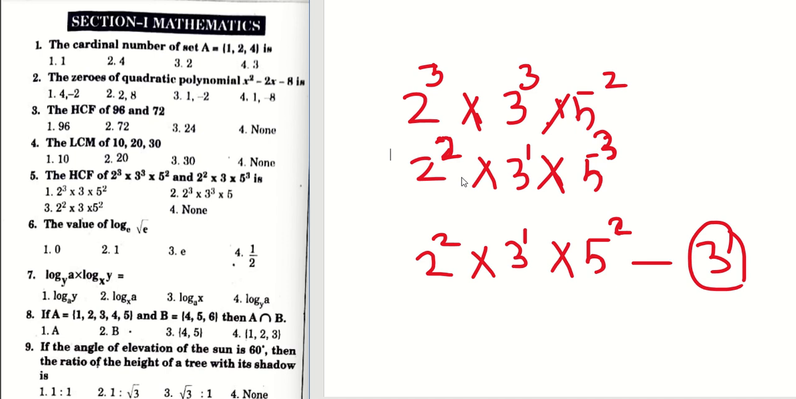Okay, same way, LCM means you will consider the common factors with highest power into the rest of the factors also. Okay, the rest of the factors also you will consider. So this thing you have to remember very carefully. Okay, HCF means what you will consider? It is the least power of the common factors. Okay, same way LCM means highest power of the common factors into the rest of the factors also you will consider.